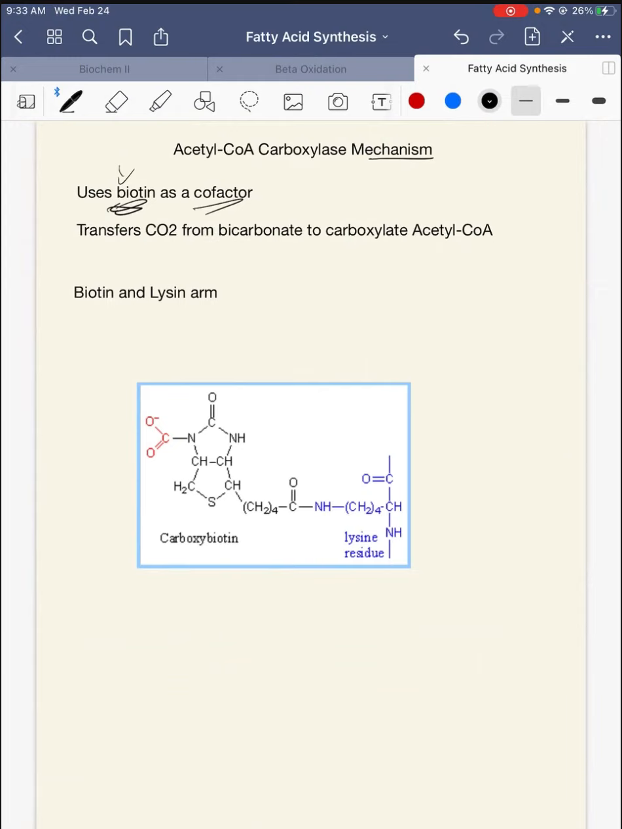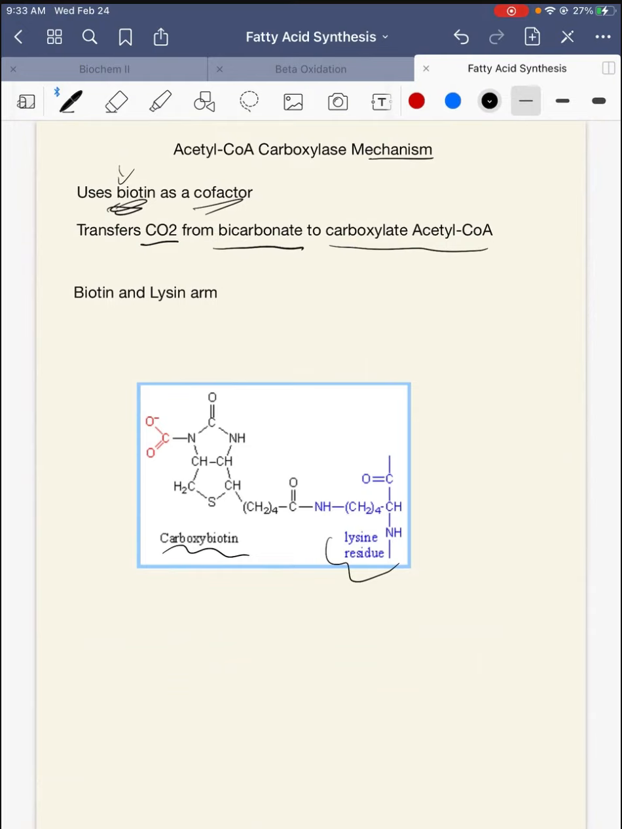Okay, so biotin takes the CO2 from bicarbonate and then carboxylates acetyl-CoA. The mechanism is very similar to the pyruvate carboxylase one if you're asked about it. It would be too long to include in this recording as well, so I would go back if you're confused about it. But we take CO2 from bicarbonate and then we get this carboxybiotin.